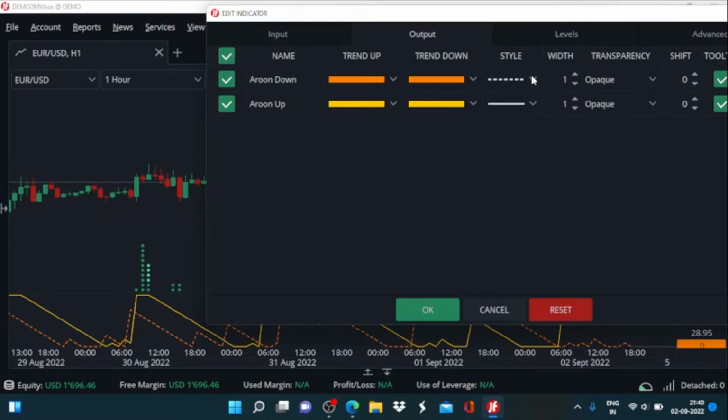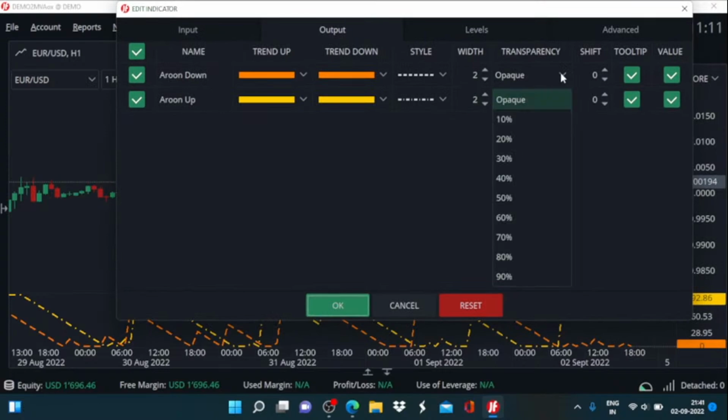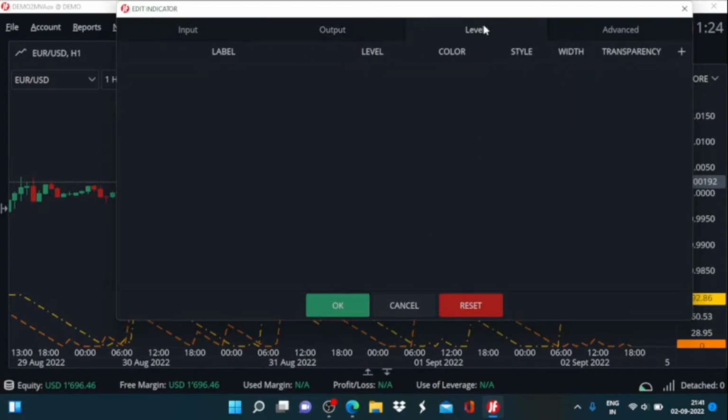You can opt for different styles, and to keep two of these lines distinguishable from each other, it is better to opt for two different styling options. You can increase or decrease its width as well. Transparency: if you think that it is too prominent on the chart and you want to keep it simply in the background, you can reduce its prominence by opting for lower transparency. We don't really have anything in the level section.